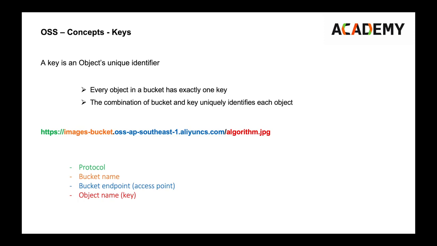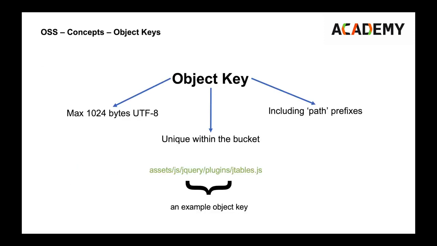So the URL points to just your object and only your object. Object keys can be up to 1024 bytes in length. The encoding we use is UTF-8, so the object name can include characters from other languages like Japanese or Chinese. The object key has to be unique within a given bucket, but of course if you have more than one bucket, each of those different buckets can contain objects with the same names.